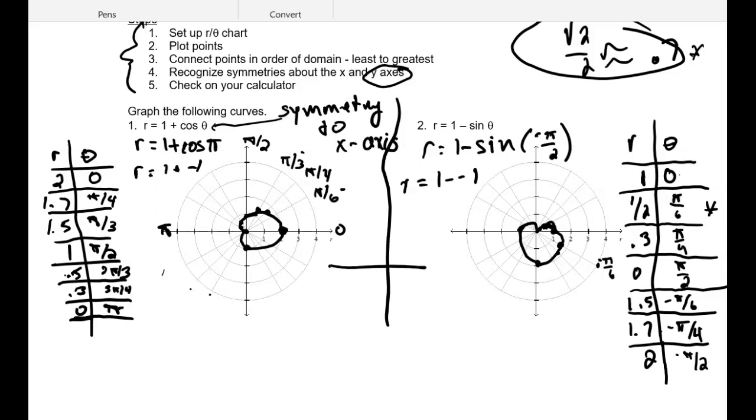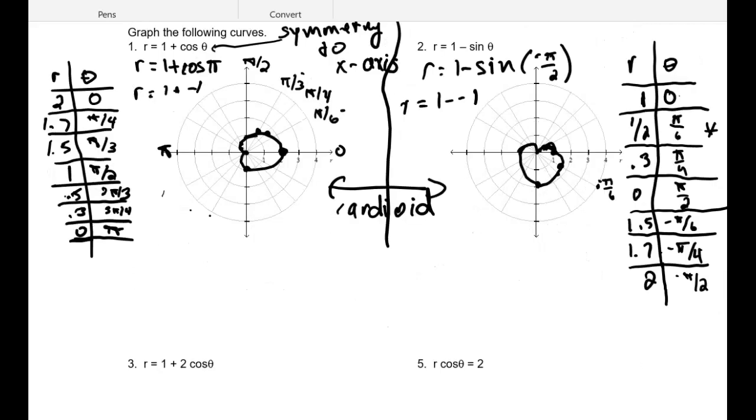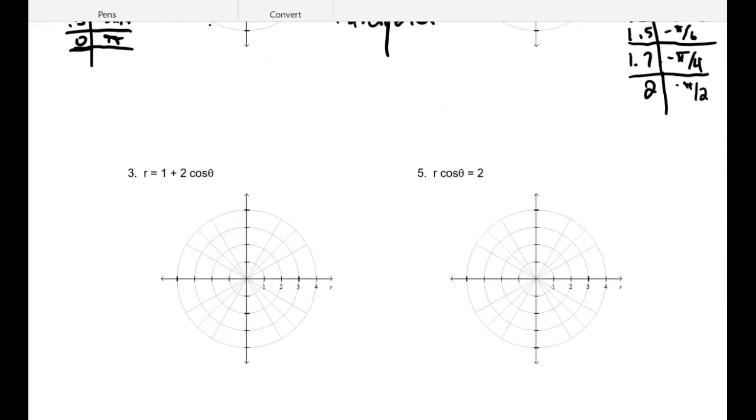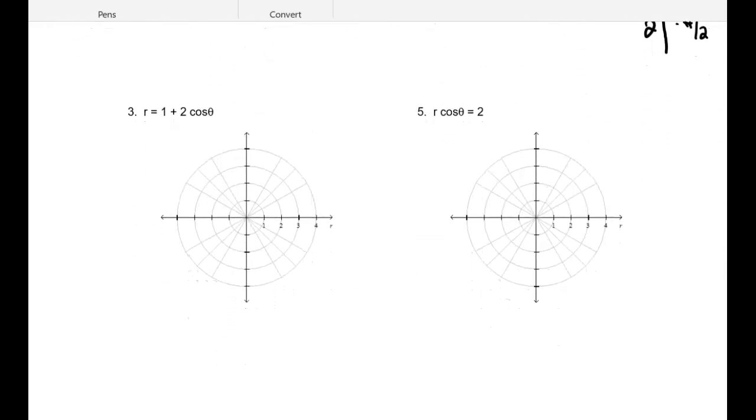Both of these, well, this one is sort of rotated 90 degrees. This one actually looks vertical, but these are both what you would call a cardioid, which I think you do a little bit in Math 3 these days. All right. Next couple will be interesting. Little curveballs here, but number 3 in particular is pretty important.